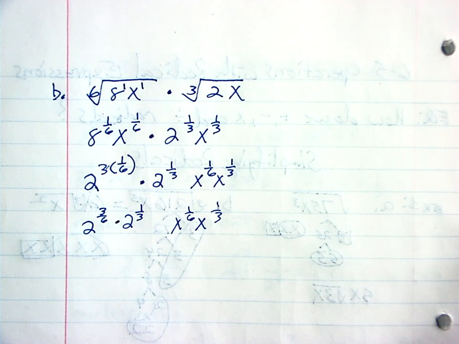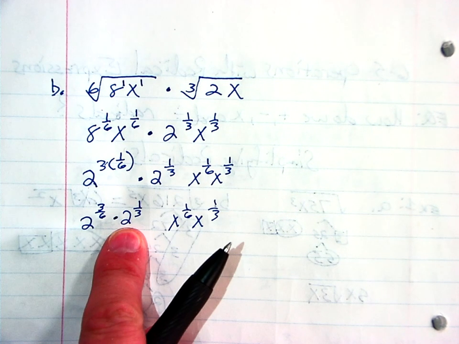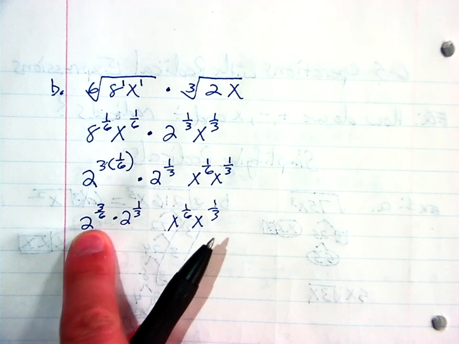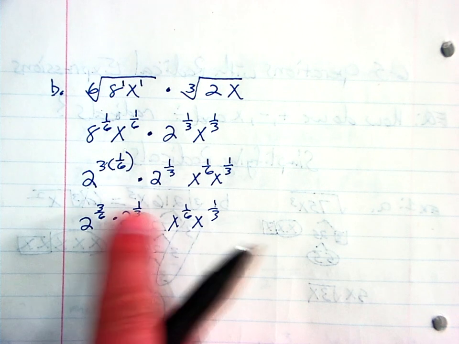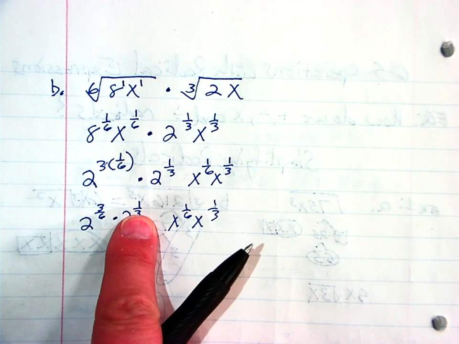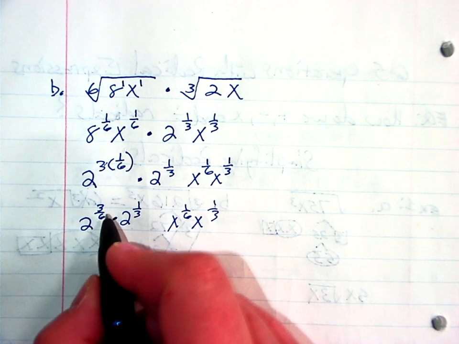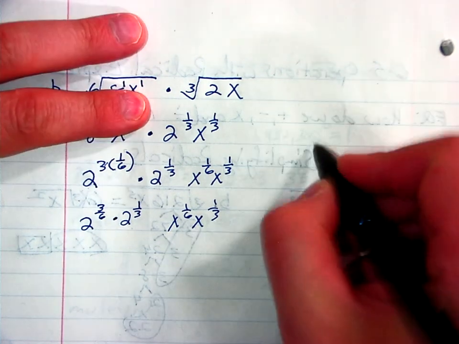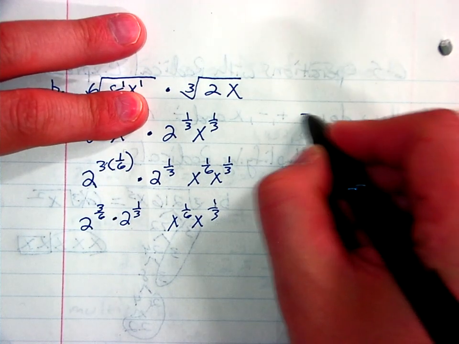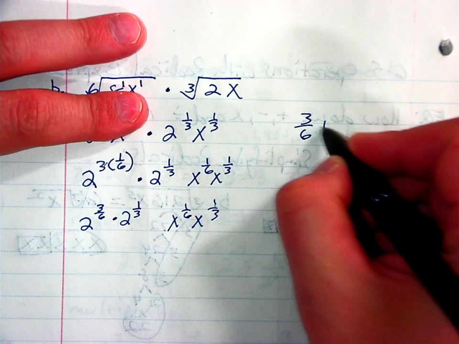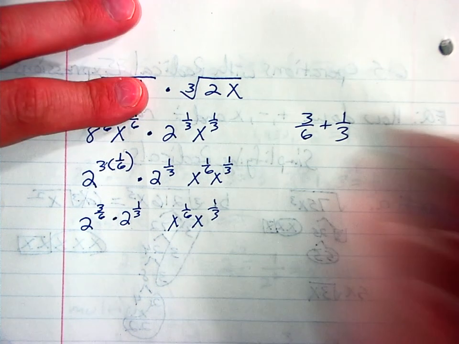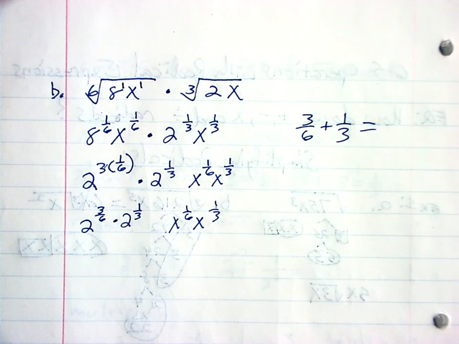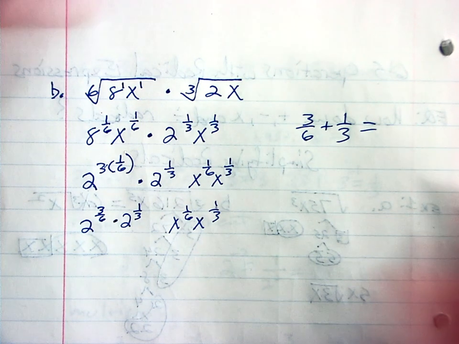All right, Liam, what was your question? All right, so now that we have the same base, how do we multiply exponents? We don't actually multiply, we add them. So we need to add 3/6 plus 1/3. So I'm just going to go over on the side here. 3/6 plus 1/3. In order to add fractions, I need a common denominator. So what should I use?